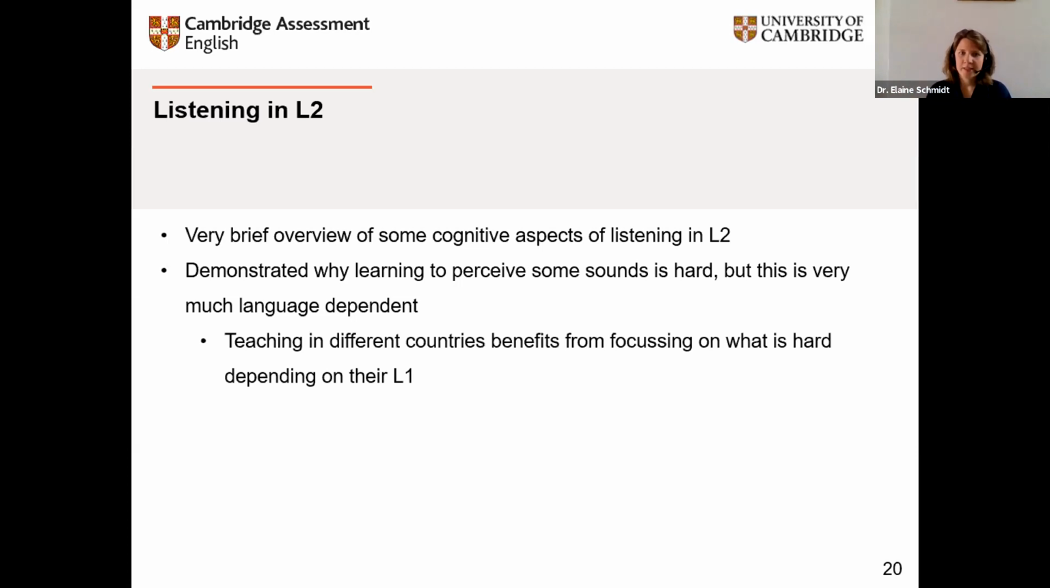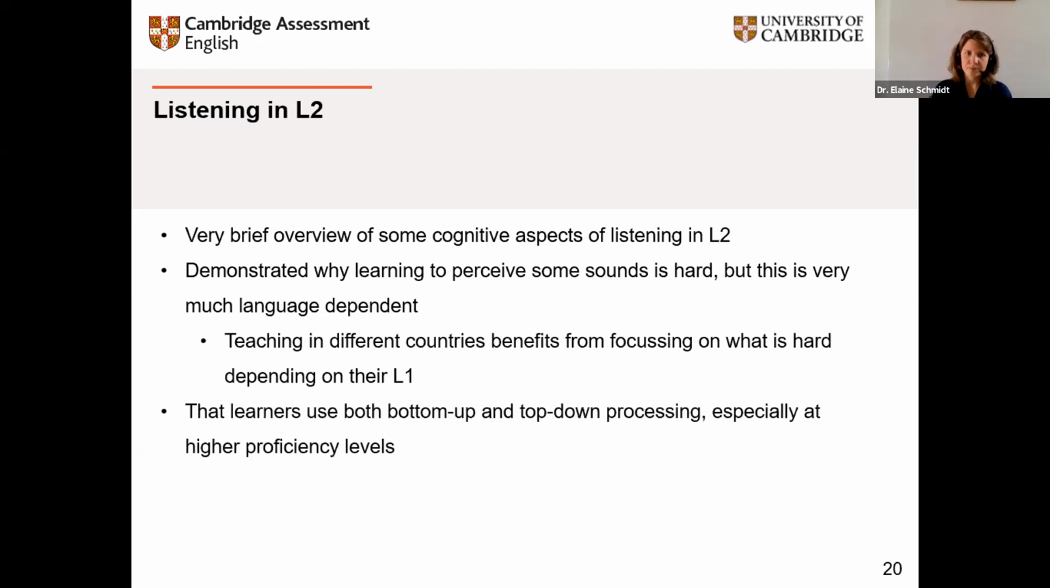So teaching in different countries benefits from focusing on what is hard depending on the L1. So it doesn't really work to have a one-size-fits-all approach. What is hard for German learners is not the same as what is hard for Spanish learners.